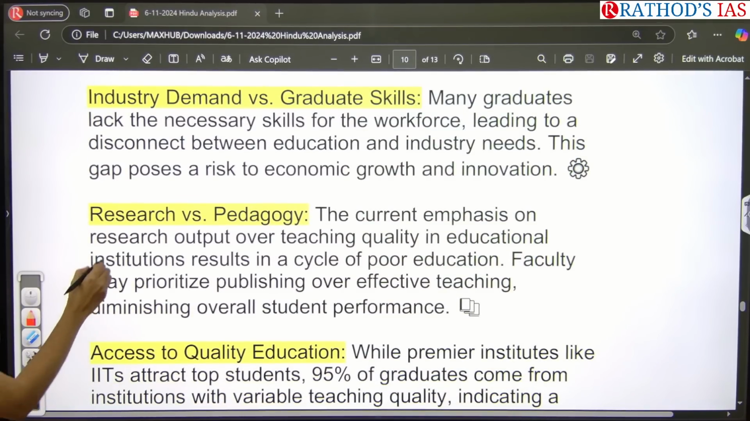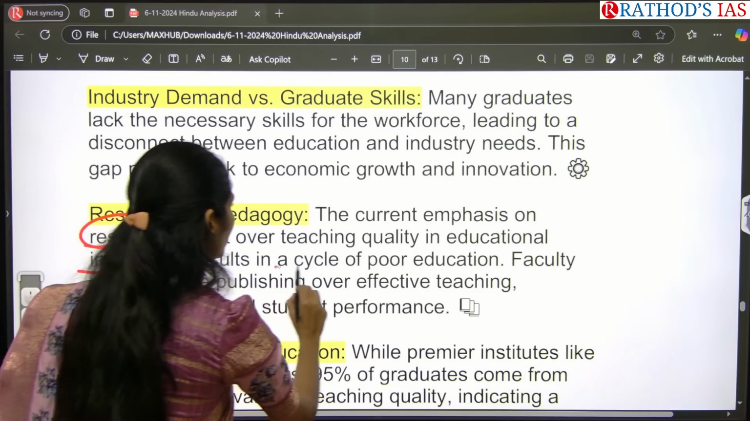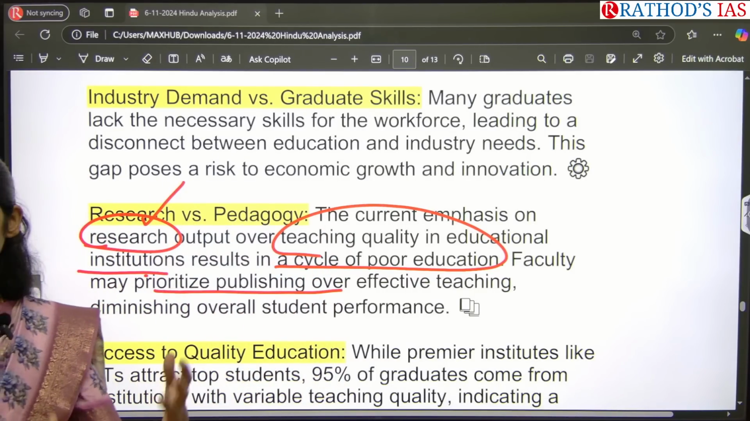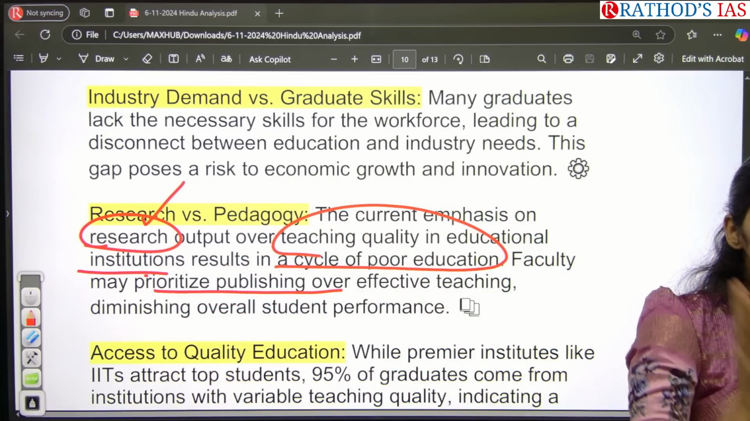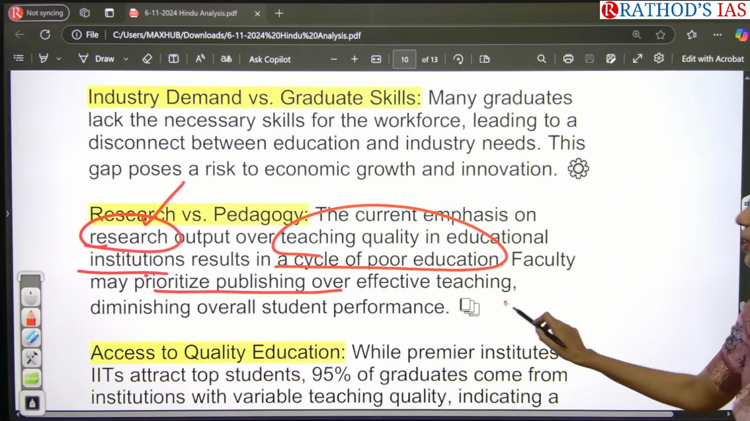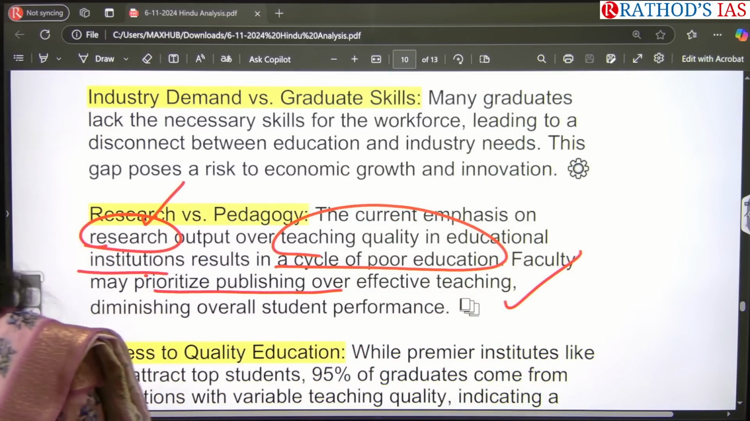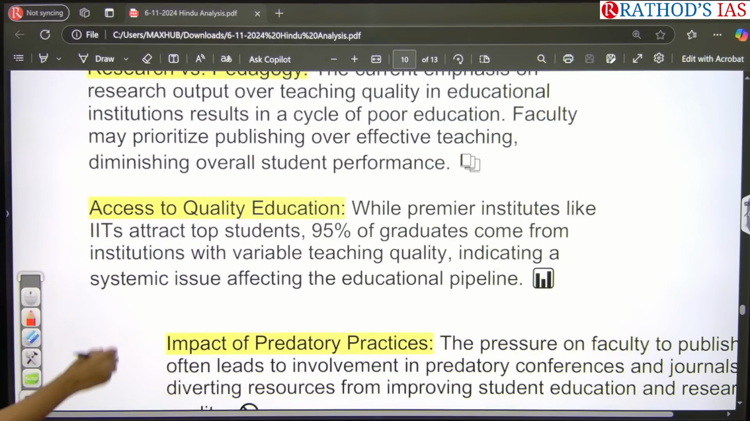Currently we are increasing our pressure, or we are giving more priority, to research over teaching quality in education institutions. That leads to a cycle of poor education. So faculty may prioritize only publishing the things that they are doing with the help of the students, but they are not at all focusing on teaching the students. Because of this, overall student performance is diminishing day by day in our higher education. And next, we are not providing even quality education as well.